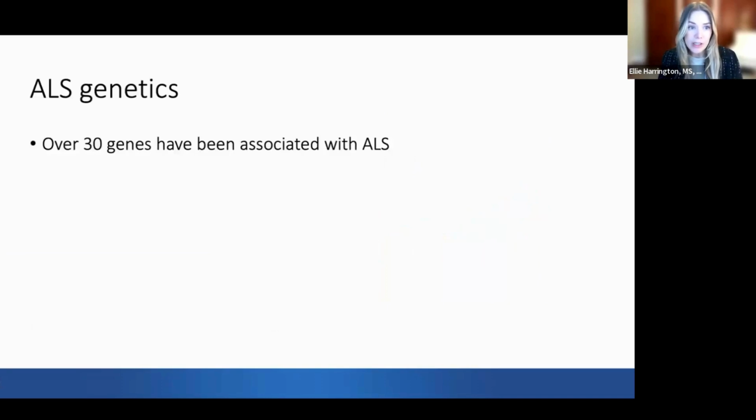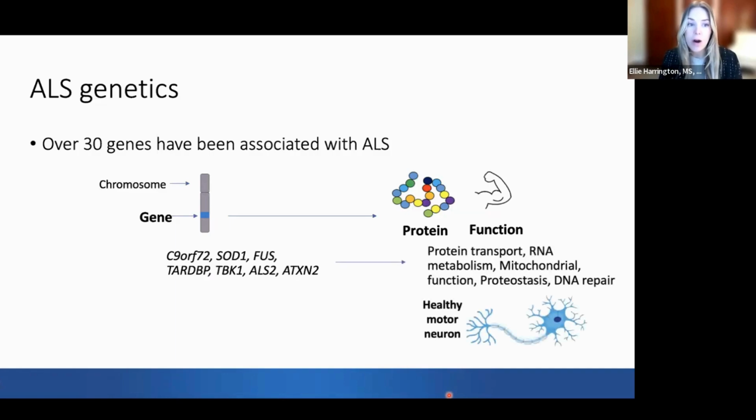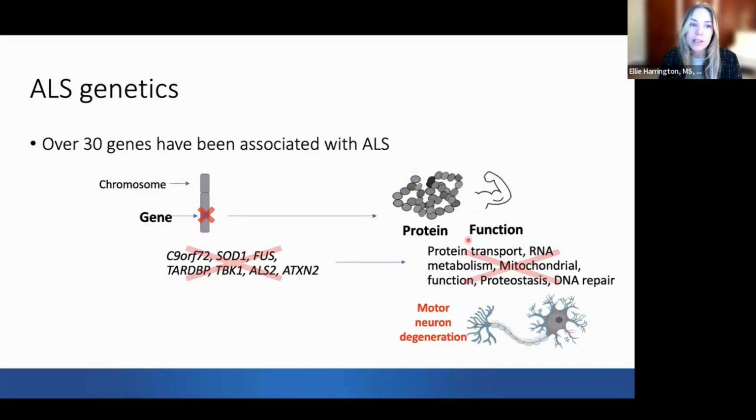There's over 30 genes that have been associated with ALS. So here's our chromosome, our gene producing a specific protein and function in our body. Here's just a list of a few of the more common ALS-associated genes that have specific roles. So protein transport, RNA metabolism, mitochondrial function, all which are really important for typical healthy motor neuron functioning. Okay. So when we have a mutation in one of these genes, it causes that protein to dysfunction. The typical functionality of that gene isn't working anymore, and we have motor neuron degeneration.